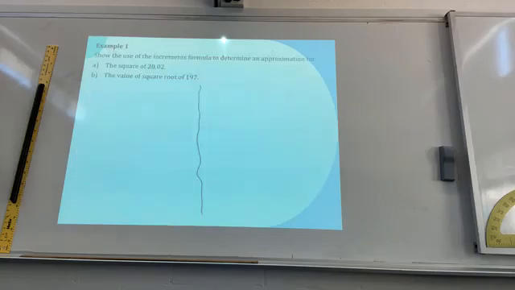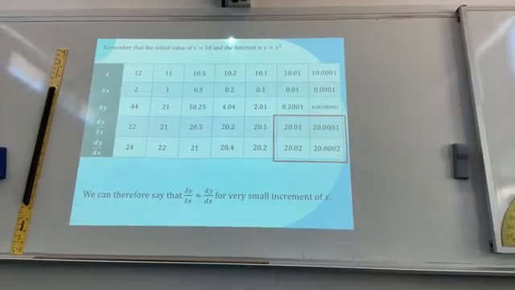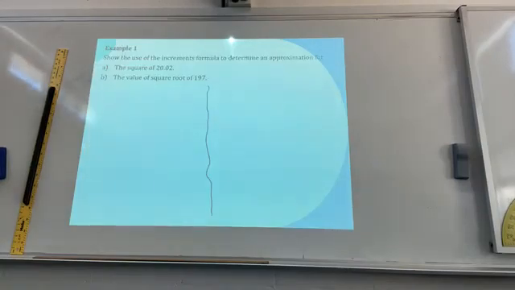Alright, now let's have a look at example 1. Show the use of the increments formula to determine an approximation of the square of 20.02. Now we can either go back to use this table, or we can use delta y is approximately equal to dy/dx times delta x. When we look at the square of 20.02, what I'm going to assign is a function of y equals x squared, because we want the square of 20.02.